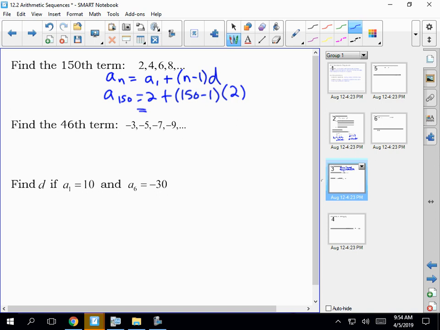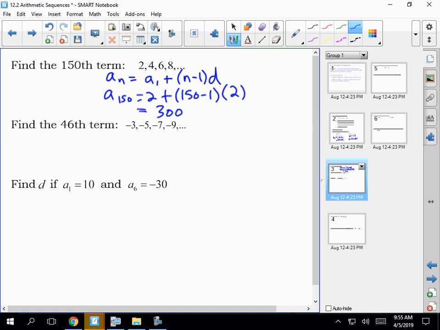So the 150th term, rather than counting on your fingers, we can use the formula to get it. And what do you get? What do you think the 150th term is going to be? 300, yeah. Those are just even numbers. So, yeah, 150th term is going to be 300. It's going up by 2 each time.